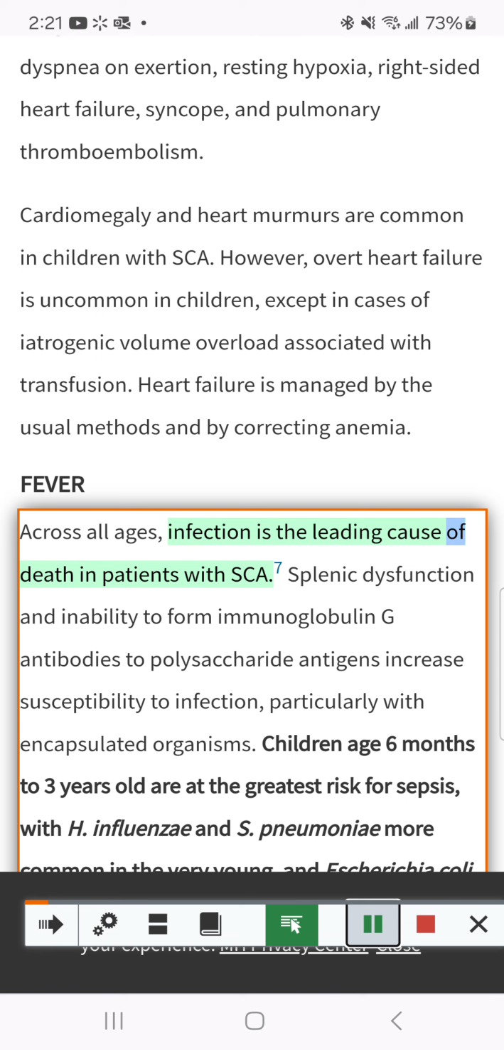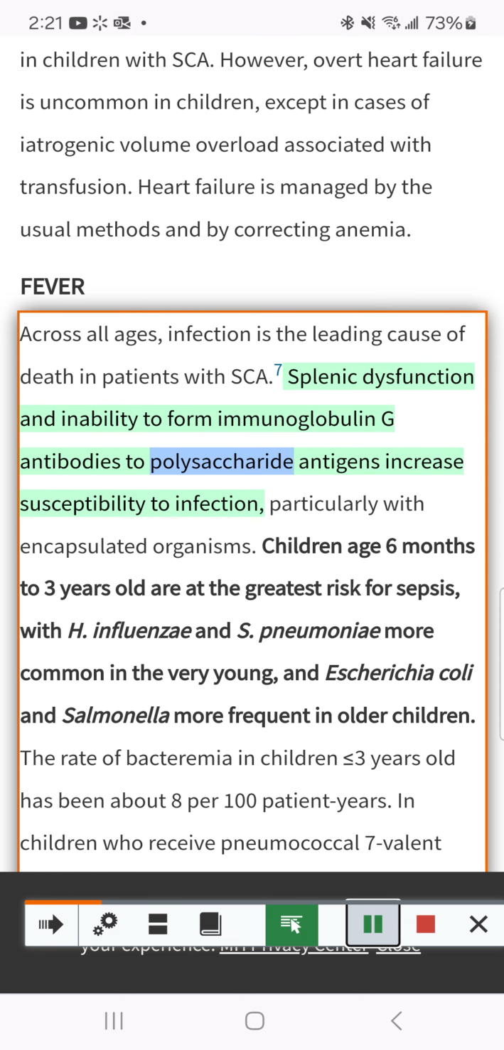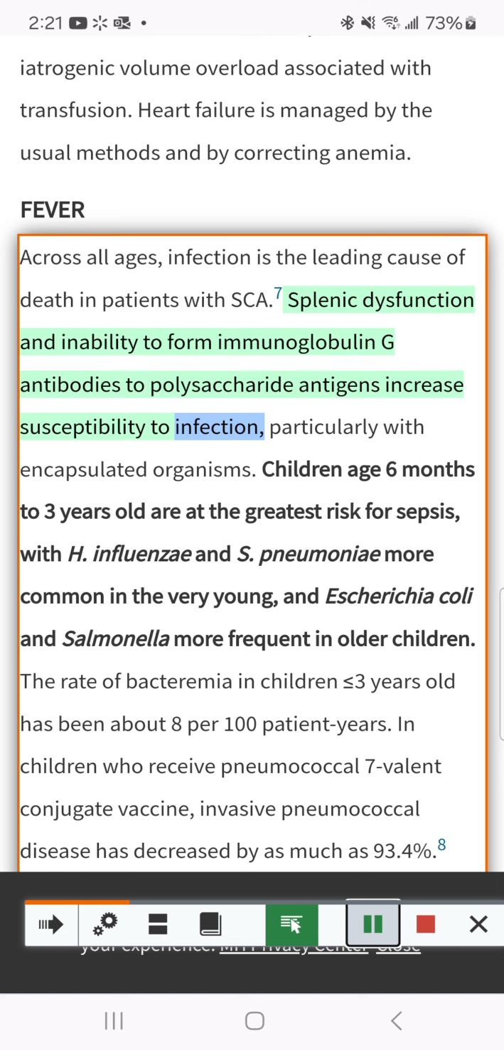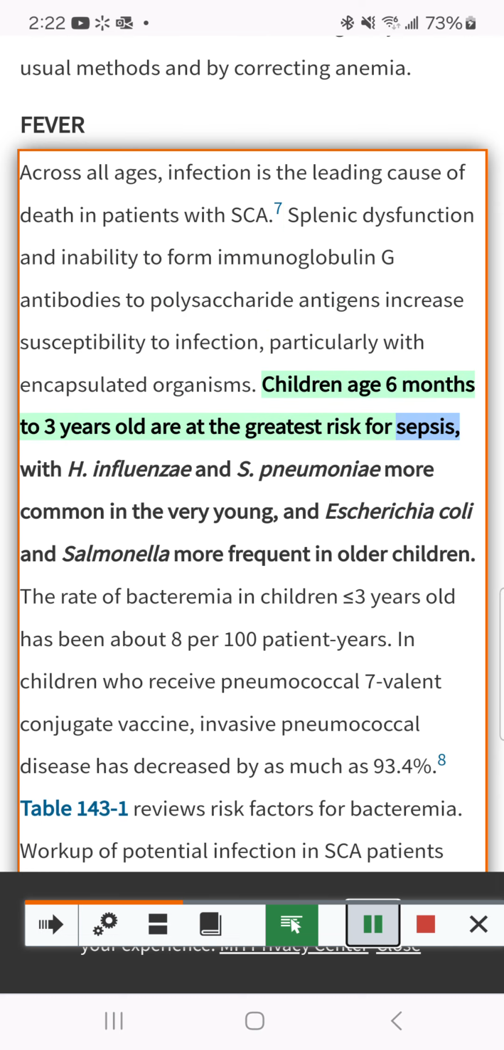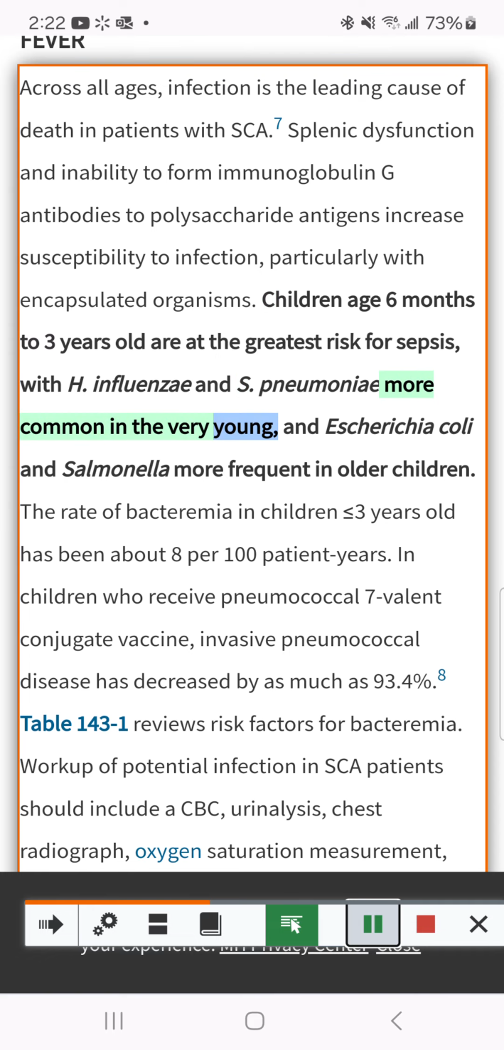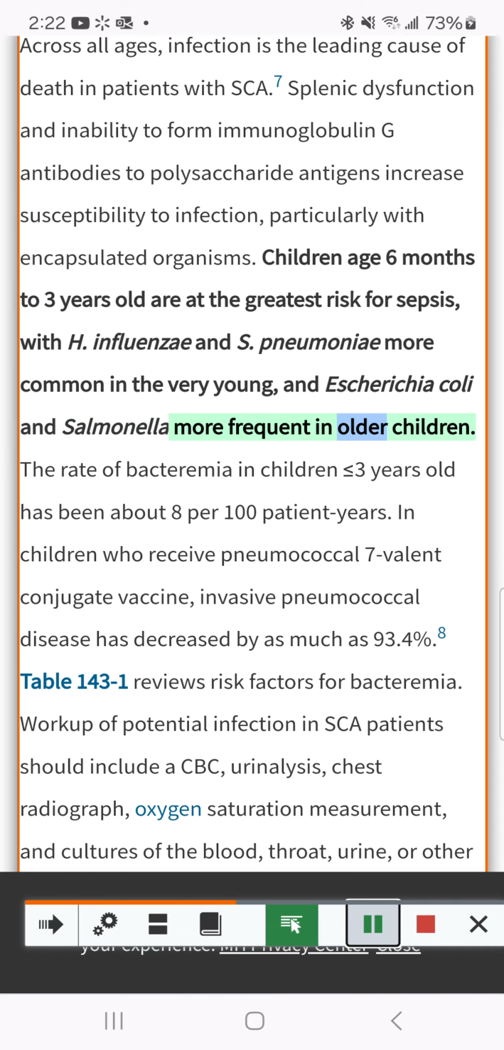Across all ages, infection is the leading cause of death in patients with SCA. Splenic dysfunction and inability to form immunoglobulin G antibodies to polysaccharide antigens increase susceptibility to infection, particularly with encapsulated organisms. Children aged 6 months to 3 years old are at the greatest risk for sepsis, with H. influenzae and S. pneumoniae more common in the very young, and Escherichia coli and Salmonella more frequent in older children.